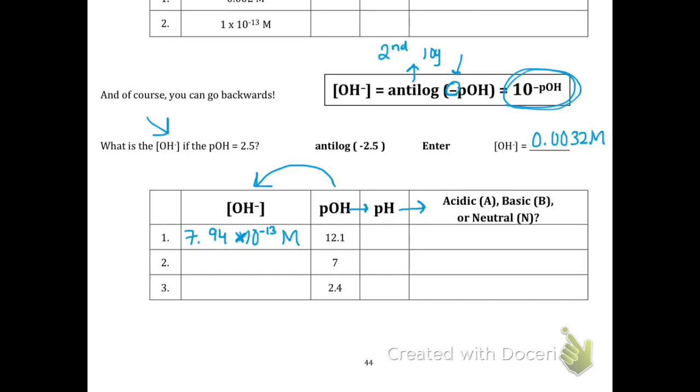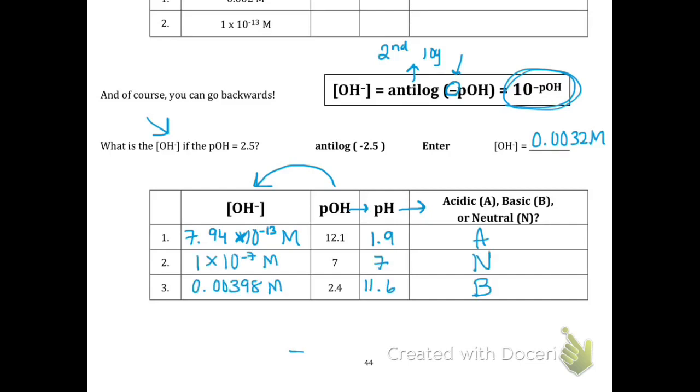Now, we still want to go this way because we want to know if it's acidic or basic. So 12.1 plus what will get us to 14? This is 14 minus 12.1 is 1.9. 1.9 is less than 7, so this is acidic. Okay, you can try the next two on your own. We're going to fill out the chart in just a jiffy.